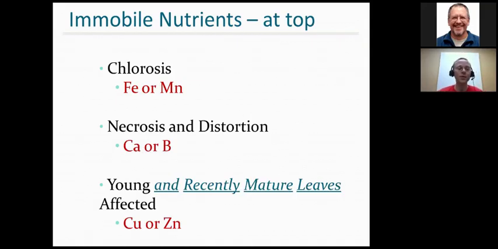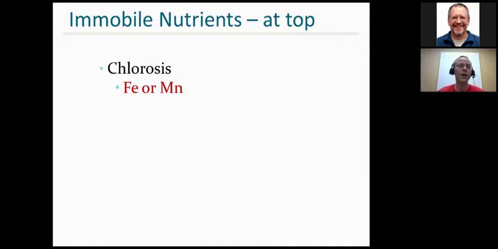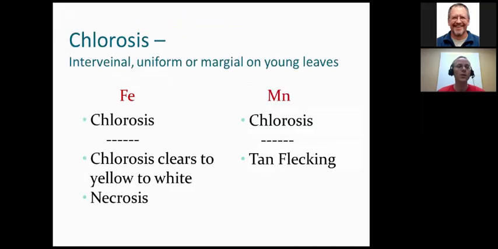So now we just broke this down, just looking at 3 different symptoms or places where these symptoms show up, and we've gone from 6 down to 2, depending on where these symptoms are showing up or what the symptom is. Let's focus on iron and manganese first. So I already said that we have chlorosis on the youngest part of the plant. It's going to be interveinal, more than likely. It's going to be uniform or marginal on the leaves.